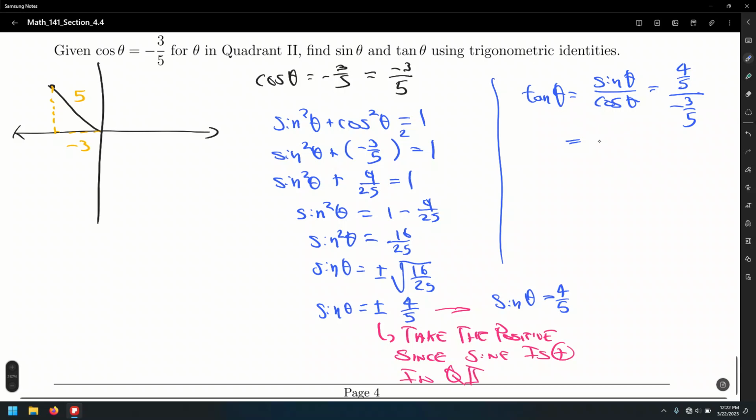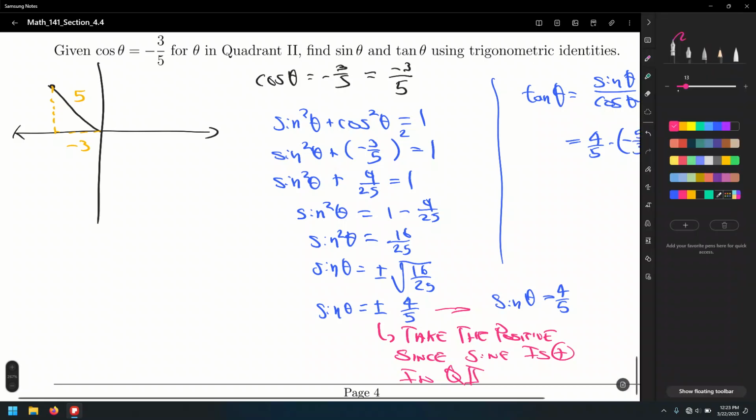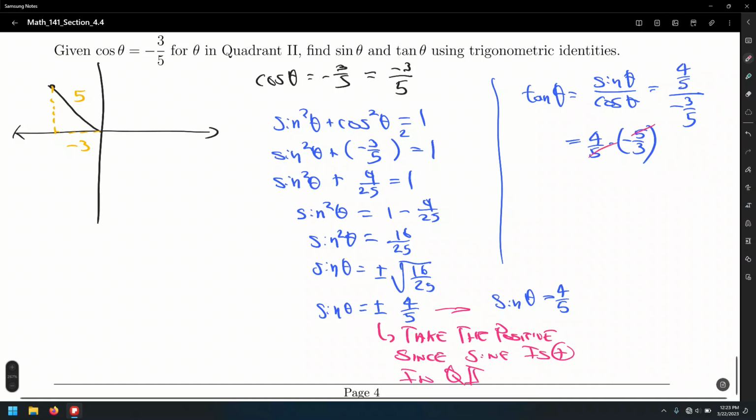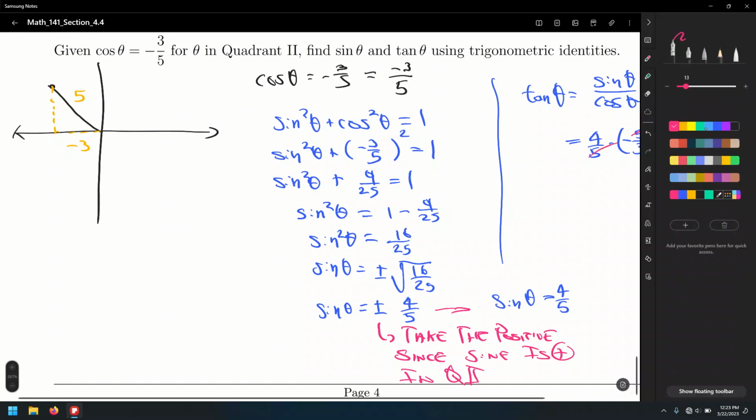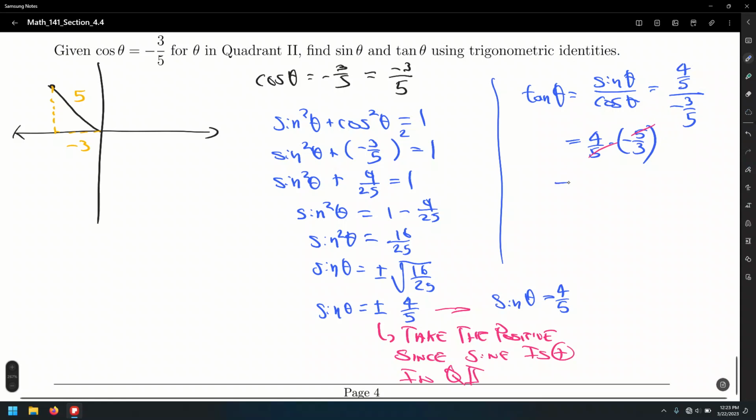So 4/5 times negative 5 over 3 actually. We can divide out the 5s. And that's negative 4 over 3. Right? Final answer. I mean, it looks like the same thing as we did.